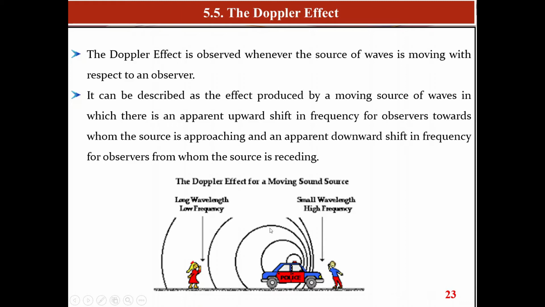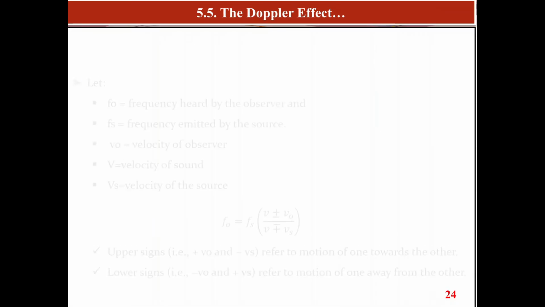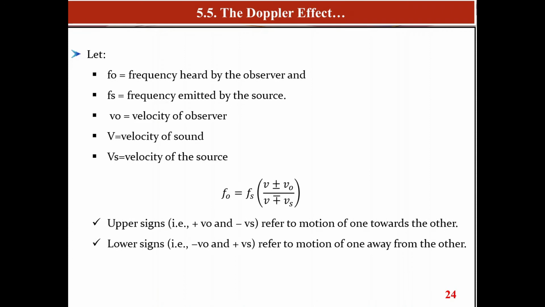Let's go back to the formula. Why does this one receive a higher frequency? Why does she receive lower frequency? It's possible to explain using the formula. In this case, one is approaching the other. So the police car is approaching this person. So in the formula, when one approaches the other, we use a plus sign. So V plus V naught and V minus V s, because one is approaching the other.